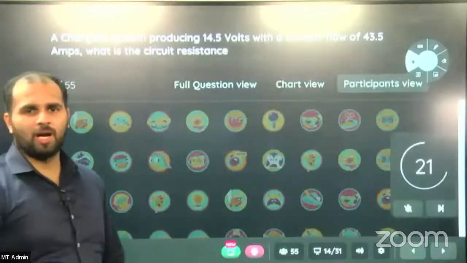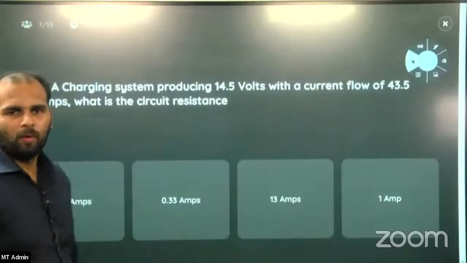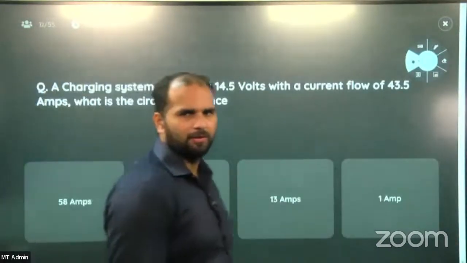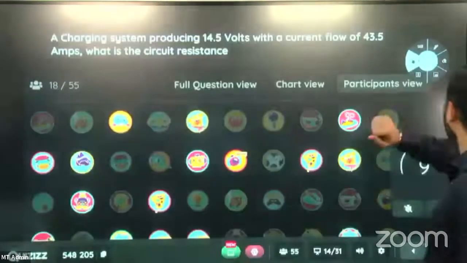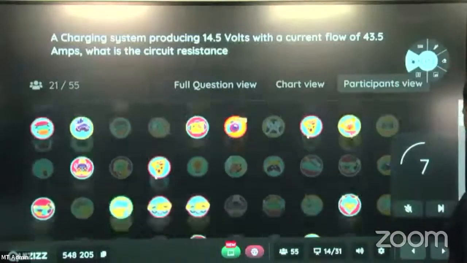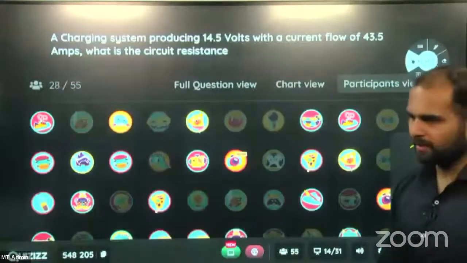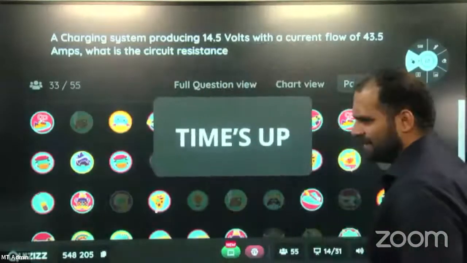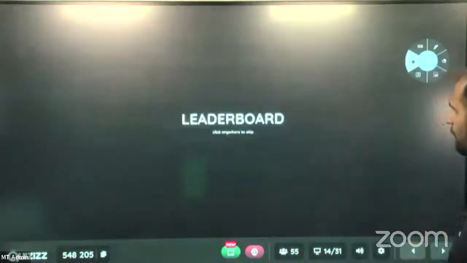Yes, a charging system producing 14.5 volts, current flow through 43.5 amps. And what is the circuit resistance? I guess this should be a straightforward answer, right? Okay, the unit in the option is wrong. Let's see. No worries.